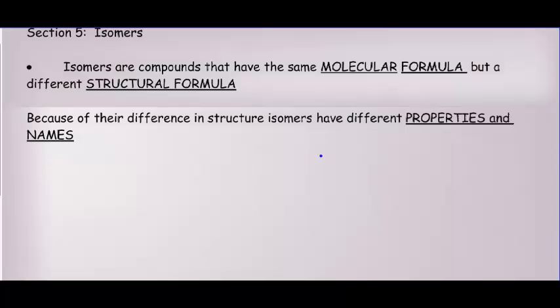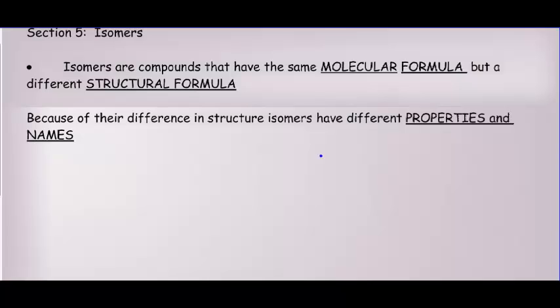And we have a new word to introduce to you today, and that is the word isomers. Isomers. It kind of sounds like isotopes, but don't confuse the two. Isotopes we learned way back in Unit 2, and isotopes are atoms of the same element that have the same number of protons, so same atomic number, but a different number of neutrons, so different mass number.